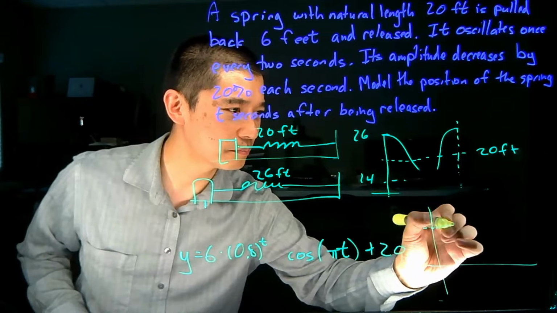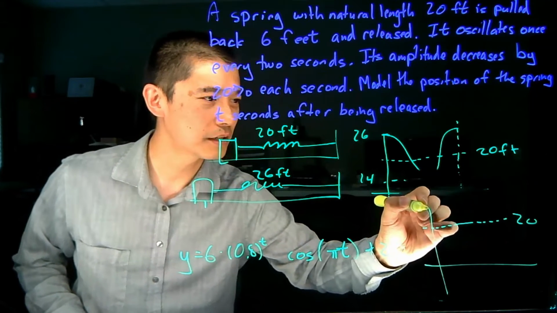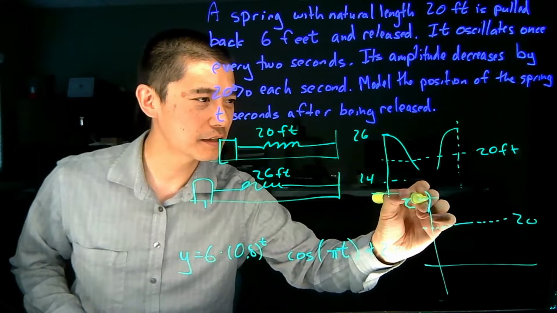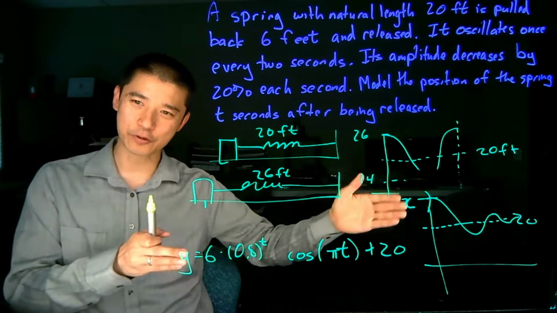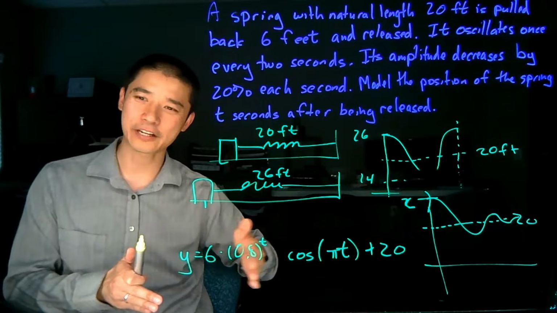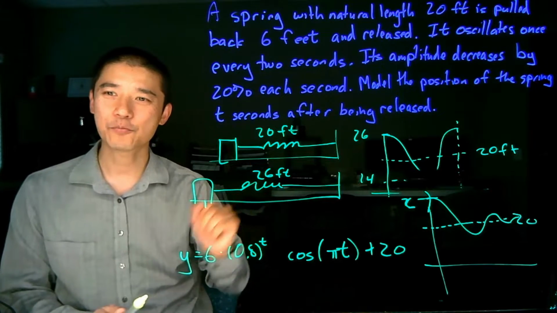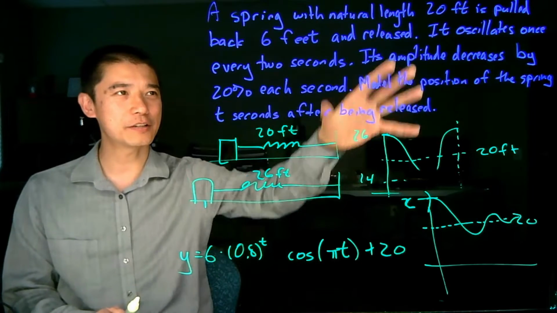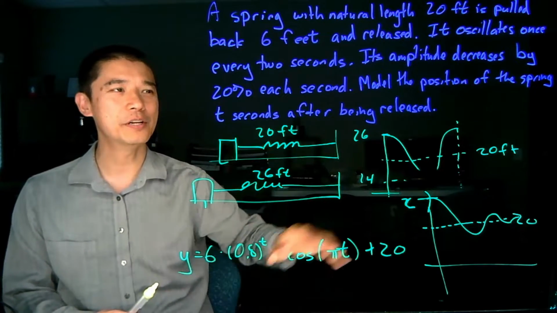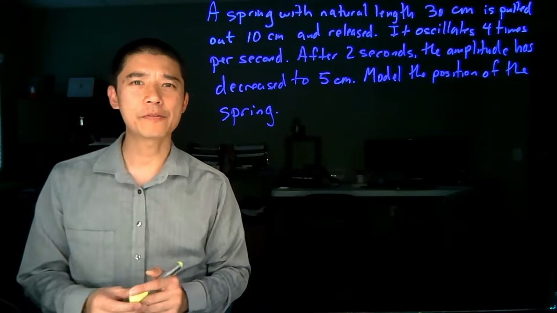Here's our midline at 20. It starts off up here at 26, but then the vibrations get smaller and smaller and smaller. And that corresponds to friction slowing things down, and eventually it'll look like it'll settle down. So here's one example of doing a damped harmonic oscillation model and using a variable amplitude to do it. Here's another problem of the same type.